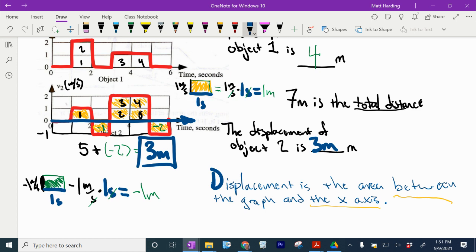Okay? So proceed with caution there. You have to pay careful attention to where the x-axis is. And this is why I prefer the word between to below or under. Okay? Because we're only looking for the boxes that are bounded by the graph and the x-axis. And that's how I get 3 meters for the displacement. Okay? Let's take that to the boards.